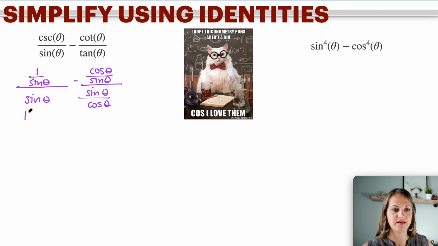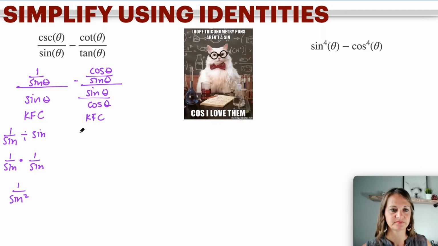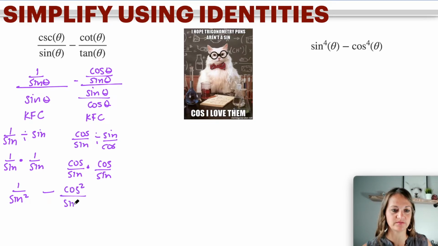Next, I am going to do KFC on both of these so that I can get 2 basic fractions together. So if I was to do 1 over sine divided by sine, that is keep it, flip it, and change it, which is 1 over sine squared. For this one, I will get cosine over sine divided by sine over cosine, which is keep, flip, change to multiplication, which would be cosine squared divided by sine squared.